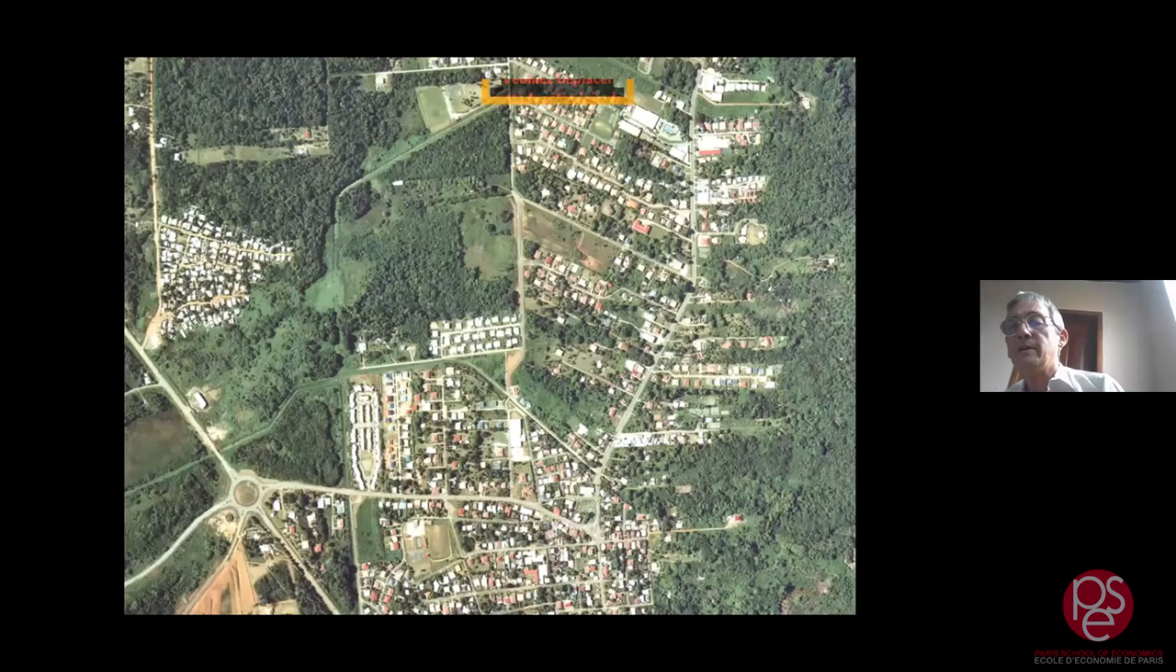Another example here, this is in French Guiana. I take here, this is airborne remote sensing. Here we have the city of Remire, which was built more than one century ago. And here we have the typical shape of orthogonal streets, with right angles. So this was the typical shape one century ago, and after one century, there is some disorder.